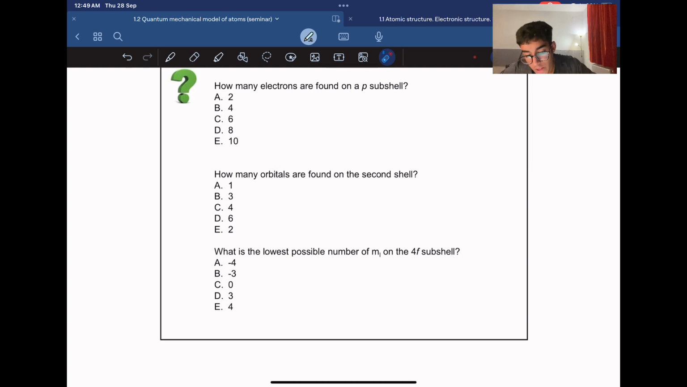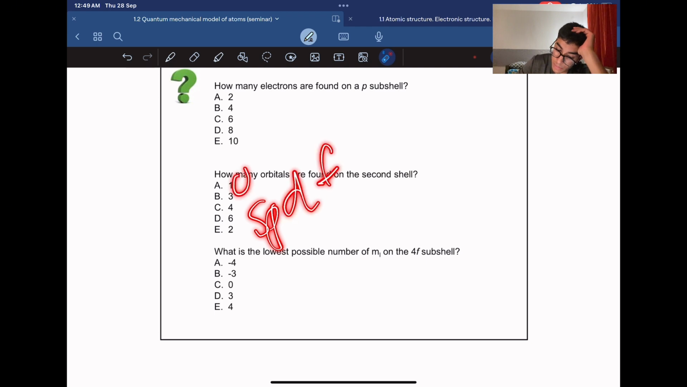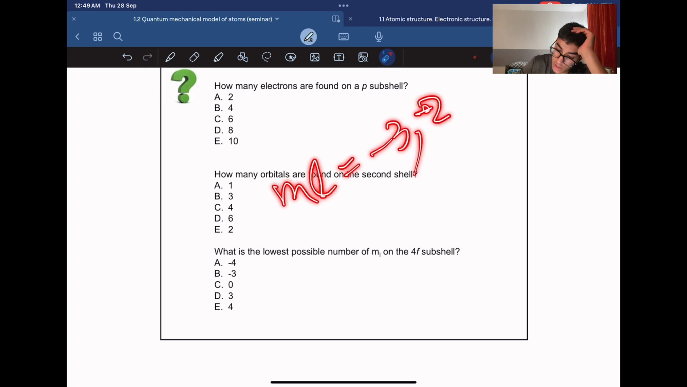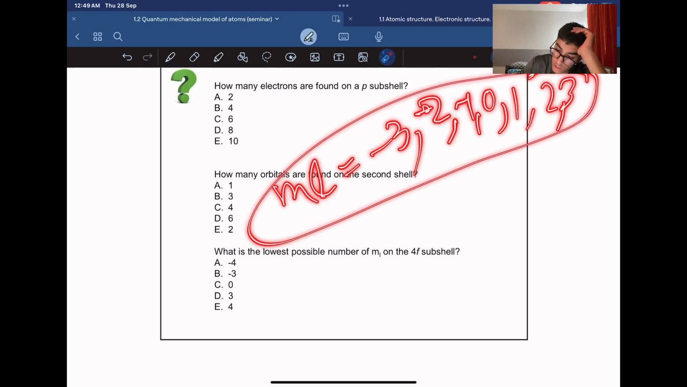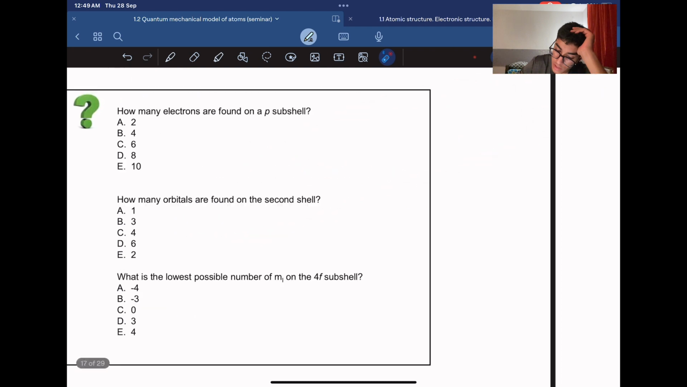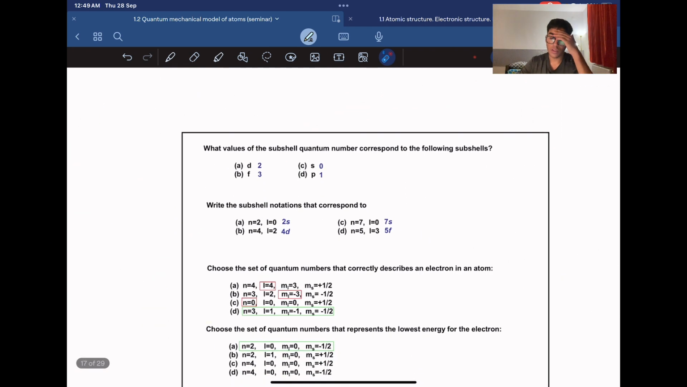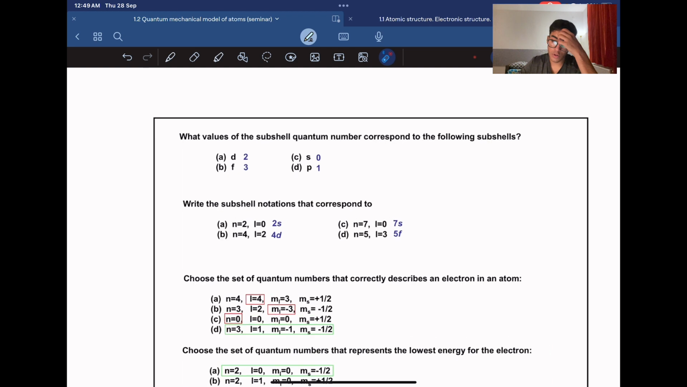What is the lowest possible value of ML on the 4F subshell? Look at this. 4F, 4 being n, the principal quantum number is 4. F, S, P, D, F, 0, 1, 2, 3. So F is 3. If the value of L is 3, that means ML is going to be from minus 3, minus 2, minus 1, 0, 1, 2, 3. These are all the values of ML. My lowest value is minus 3. Boom.